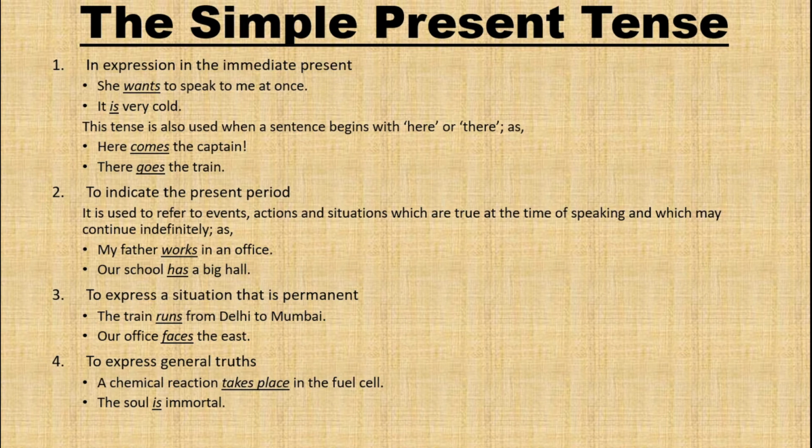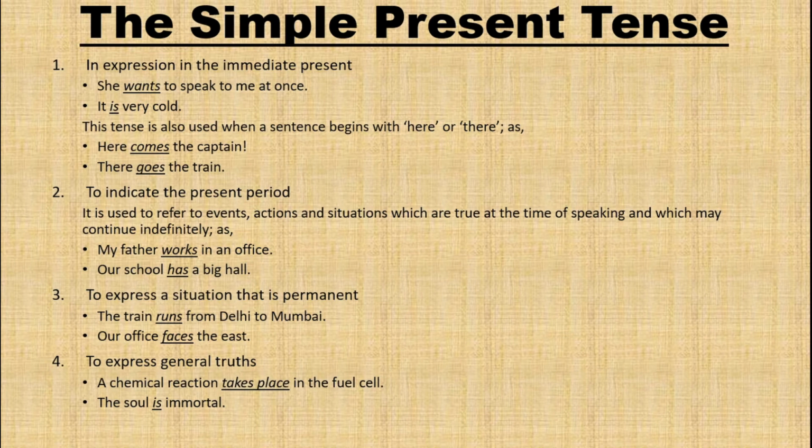To indicate the present period, it is used to refer to events, actions, and situations which are true at the time of speaking and which may continue indefinitely. Like, my father works in an office. He's working right now and he'll continue working for an indefinite period of time. That is why "works" is the simple present tense.